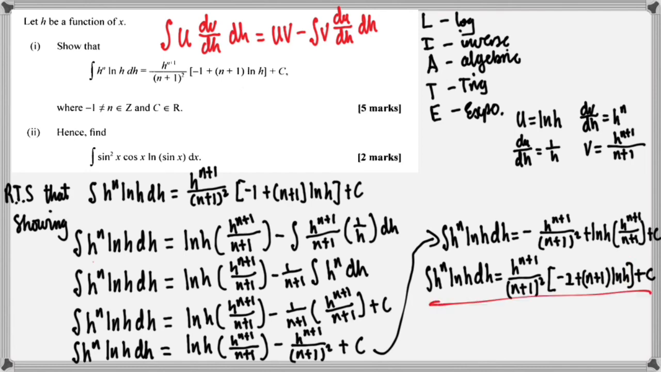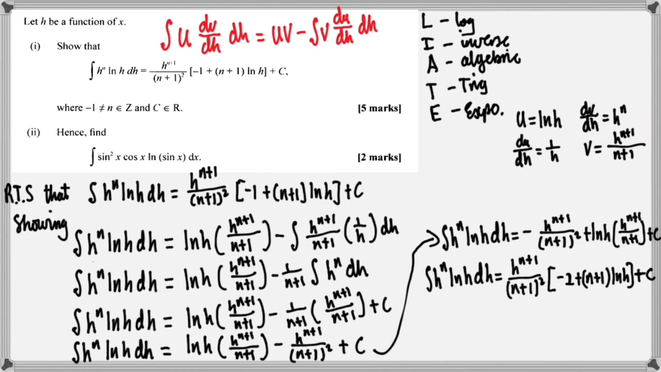So you're good here. Once you have this here, that's it, and you have solved part 1. You have showed what they asked you to show. So that's part 1. Now let's look at this part 2. They say hence find this here.